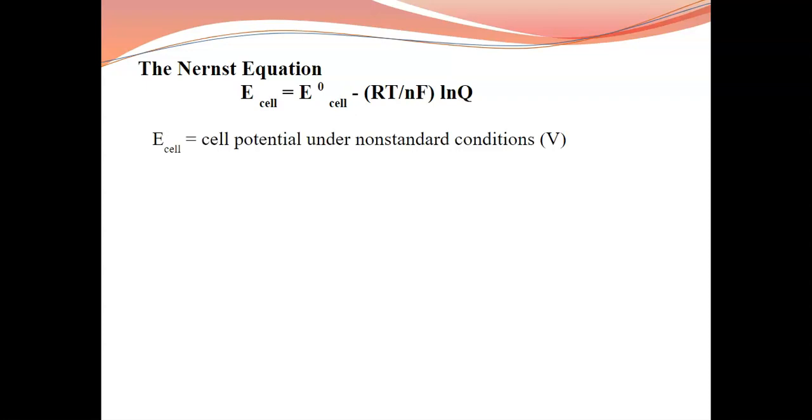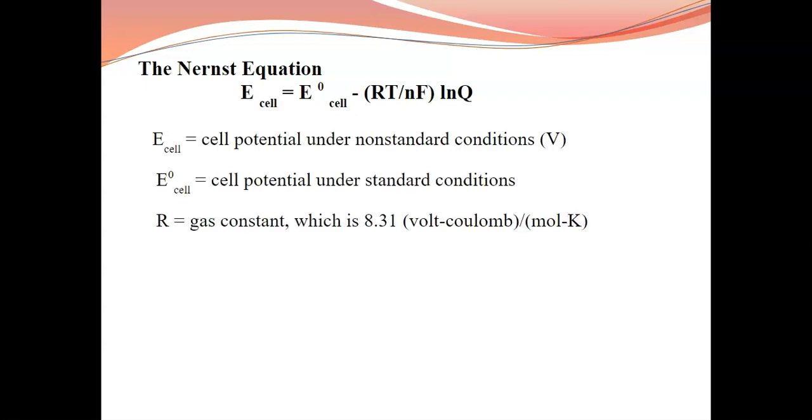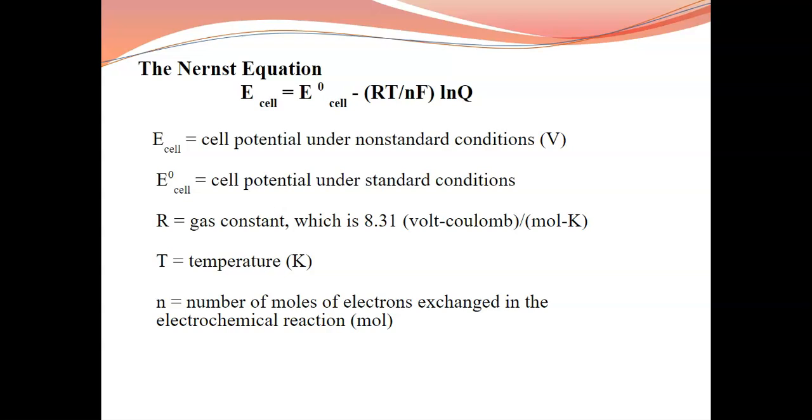Now for calculating the potential of a single electrode, this equation is used, which is the Nernst equation. So E cell is equal to E standard cell, meaning the potential of the cell measured under standard conditions, minus RT upon nF ln Q. So we know what E cell is. It is the potential of the cell. This is E standard cell, that is the potential of the cell under standard conditions.